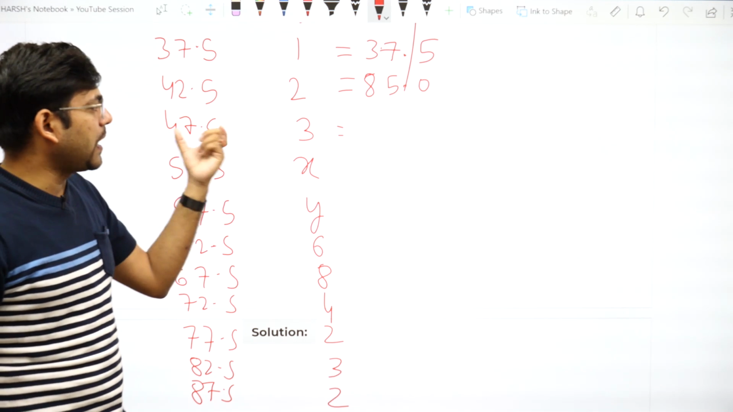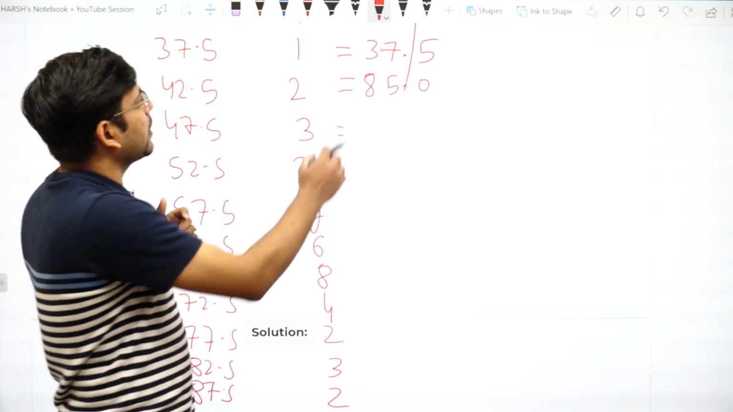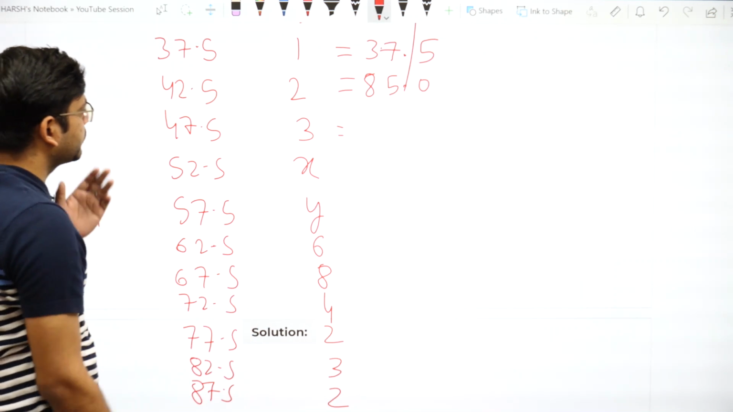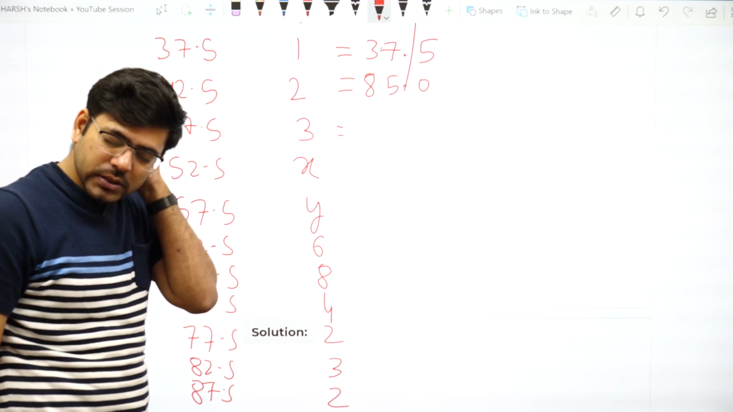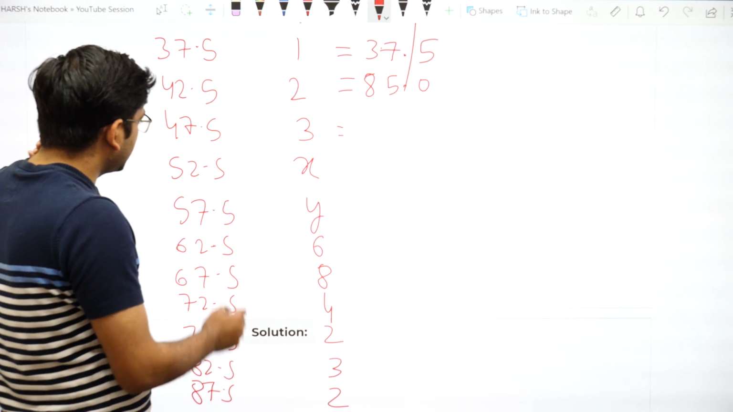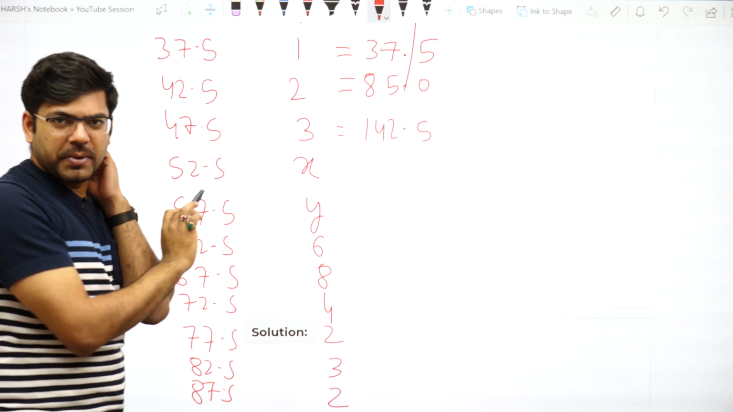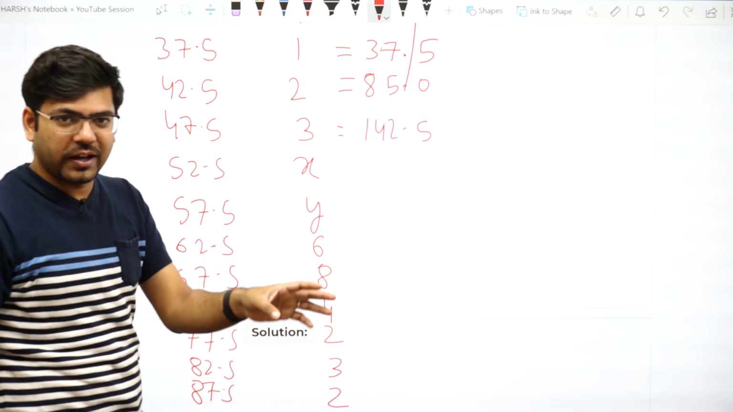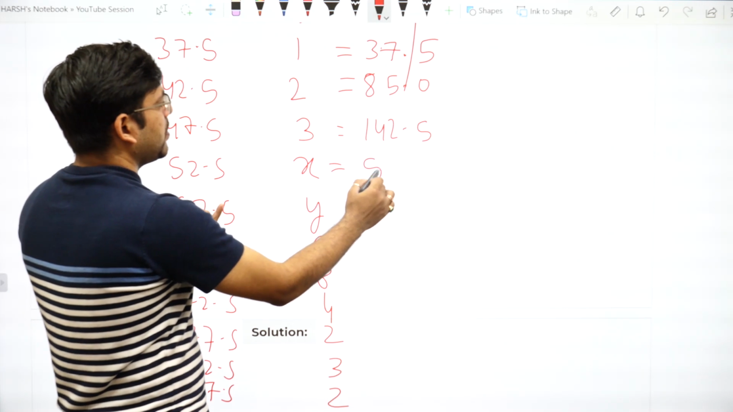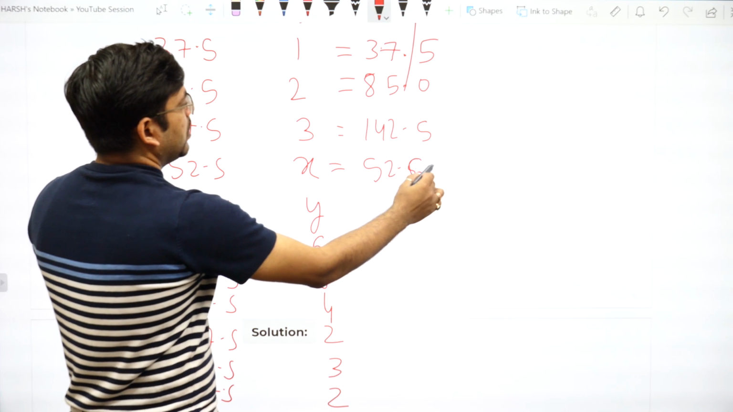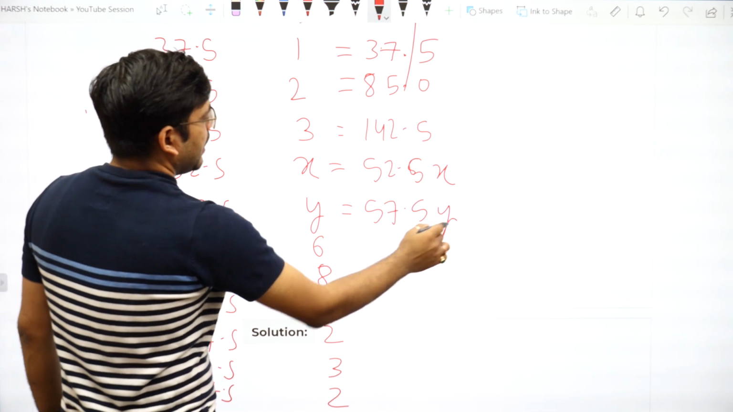Here also you have to multiply both of them and you will get the value. So I can multiply it down. It will be like 40, 90, 95, 95 and 47, 9, 4, 13, 132, 142.5. I might be making some mistakes, so please ignore that and correct it on your own. I have just multiplied by 3. Then 52.5 into x, so that will be 52.5x. And 57.5y, and so on.